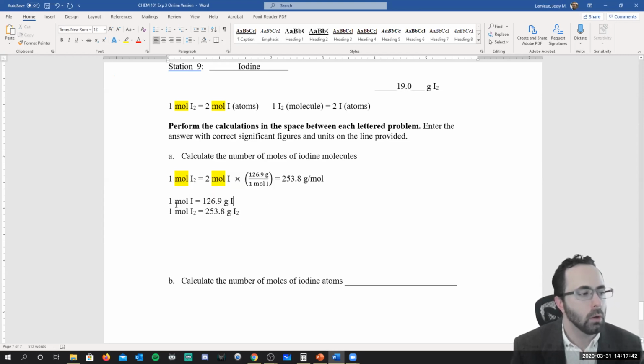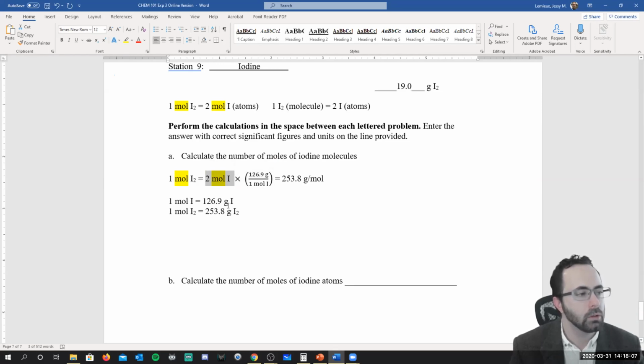Okay. But notice in either case, what's here is a 1. That's really important. A lot of times people will say, oh, there's a 2 here. I should put a 2 here. No, 1 mole of I2 molecules has 2 moles of I atoms in it. So it weighs 253.8 grams. 1 mole of iodine atoms weighs 126.9 grams. That's why a mole of I2 weighs twice that, because it has in it 2 moles of I atoms.